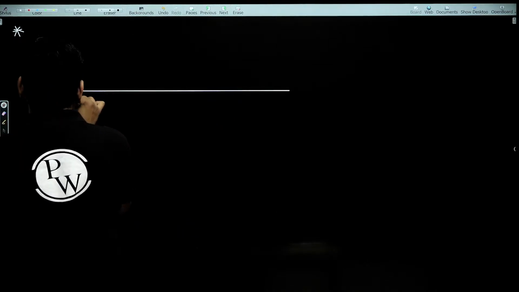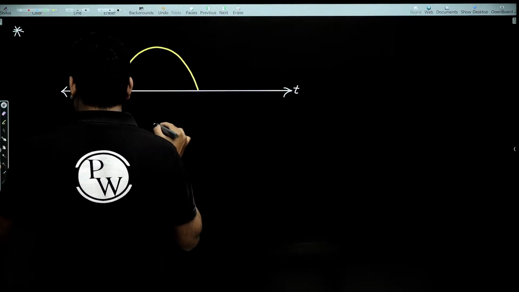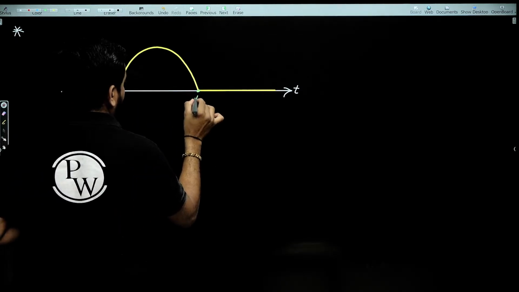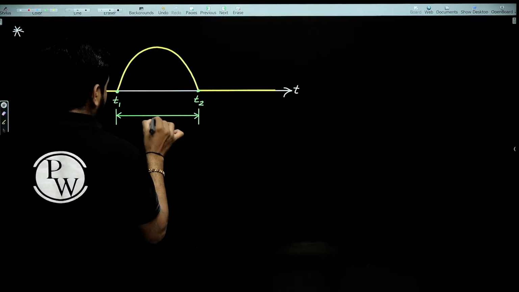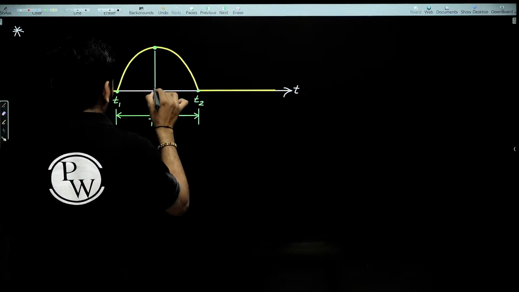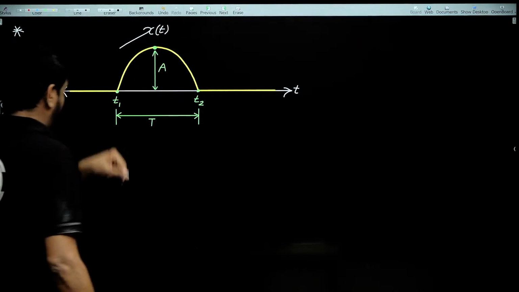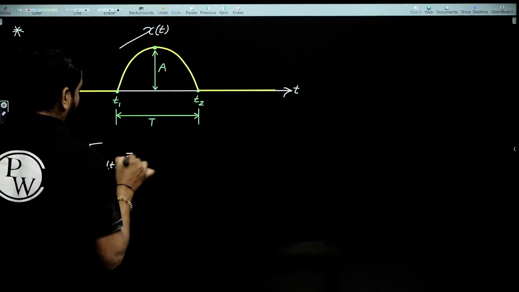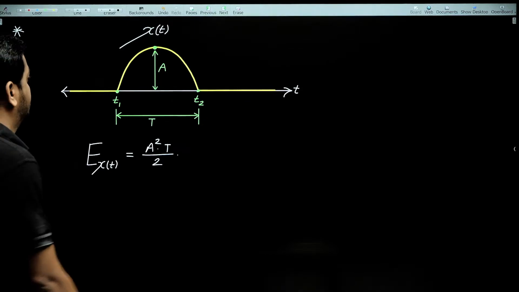In short, we can say if any half sinusoidal waveform, a sinusoidal pulse also you can say, has a width, suppose this is T1. T1 can be positive, it can be negative, it can be 0. Similarly T2, the width is T, and the peak amplitude is A, then the energy of this half sinusoidal waveform is given by peak value A square into width T divided by 2. So this is a very important conclusion.